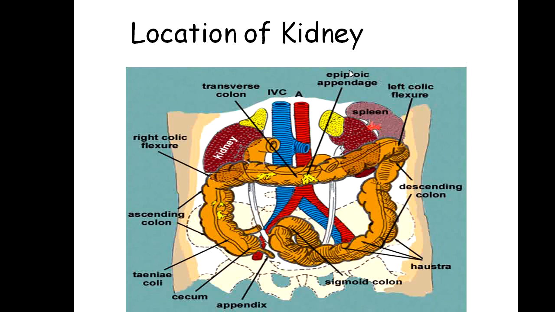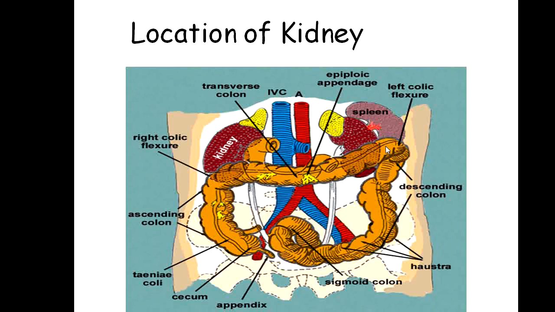If we divide the abdomen into 4 quadrants, for example, this is one horizontal line, and this is a transverse line. This is divided into 4 quadrants. This is the right upper quadrant, this is the left upper quadrant, this is the right lower quadrant, and this is the left lower quadrant. So in the right upper quadrant and the left upper quadrant, the kidney is located, and it is located retroperitoneally.